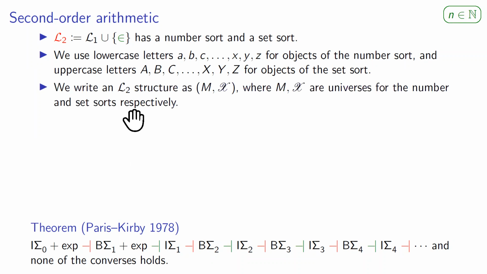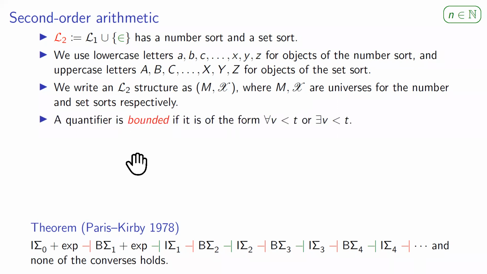Since there are two sorts in the language, a structure in L2 has two parts, a universe for the number sort and a universe for the set sort. The first component is always a universe for the number sort, the second one a universe for the set sort. Then we can build the formula hierarchy in a similar way. A quantifier is bounded if its domain of quantification is bounded. So bounded quantifiers are always number quantifiers.